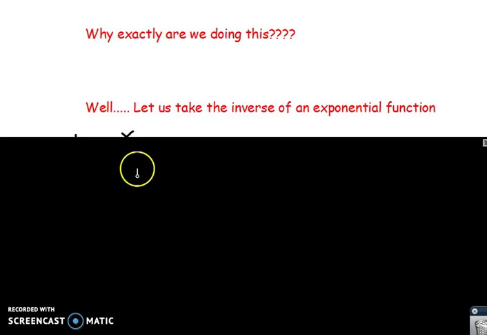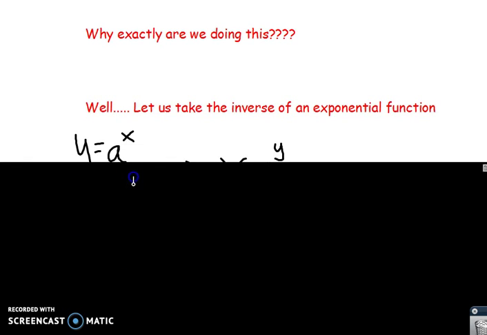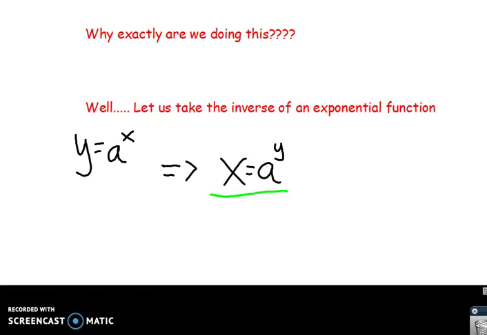Well, let's look at the inverse of an exponential function. So here's my exponential function, and I want to take the inverse of it. Remember, to take an inverse, we flip x and y. So I flip x and y, their positions, and now I want to solve for y. And therein lies the problem. I can't solve for y because I would have to take the yth root, and that's not going to work.